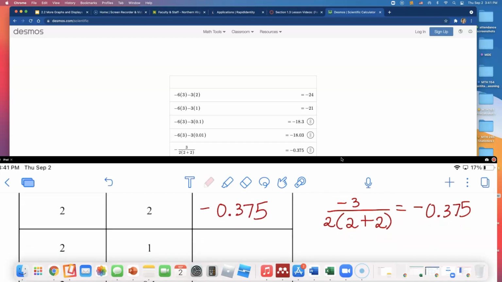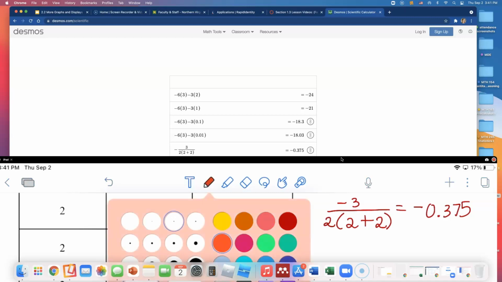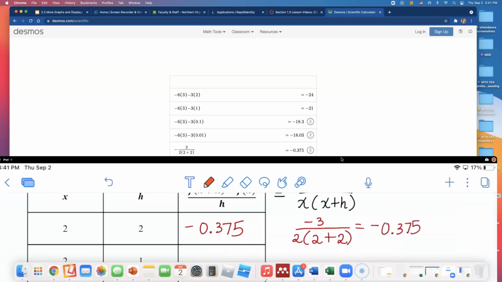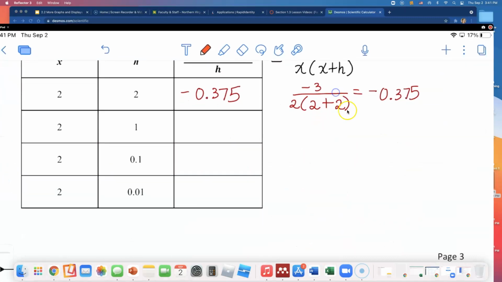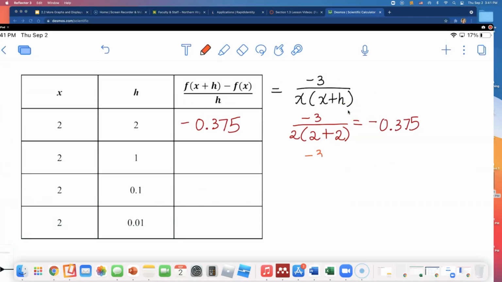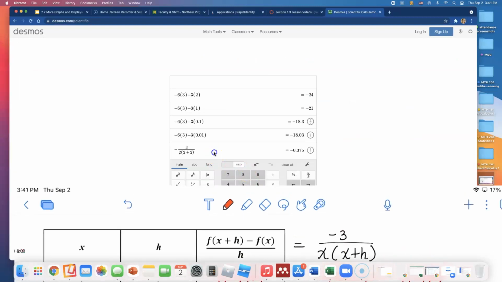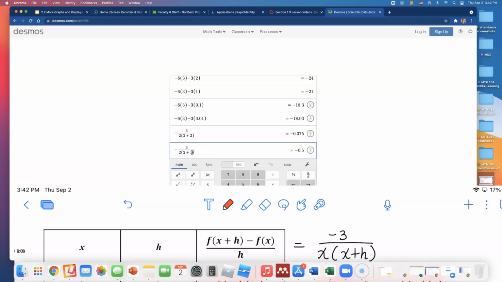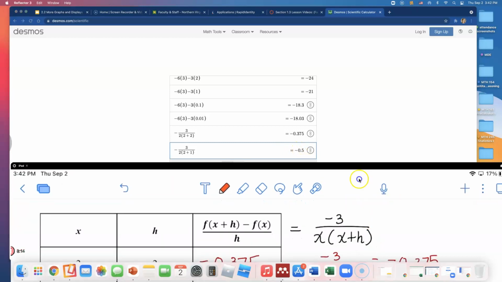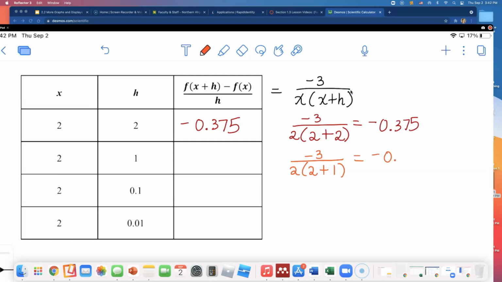Next, I need to plug in what different number? Hold on, let me get a different color pen. x of 2 and h of 1. So it will be negative 3 times x of 2 and h of 1. Okay, so the only thing that I need to change, I believe, is the 1 in the bottom of the fraction. So I'll copy this, change the number being added to 1, and I can see that the next decimal is negative 0.5. I don't know what I'm looking at right now. I don't know where we are getting close to.